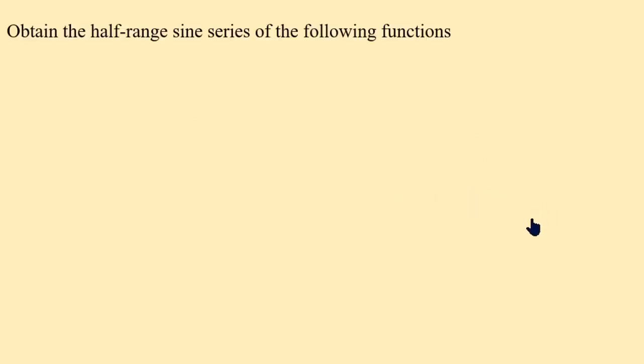Examples: obtain the half range sine series of the following functions. The first one is cos x. f of x is cos x in the interval 0 to pi. How can we express cos x in terms of sin x in the interval 0 to pi?